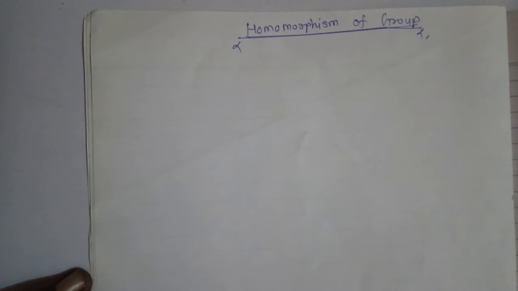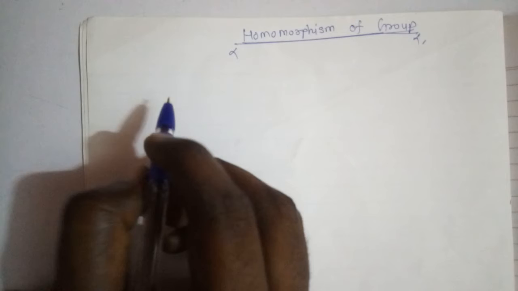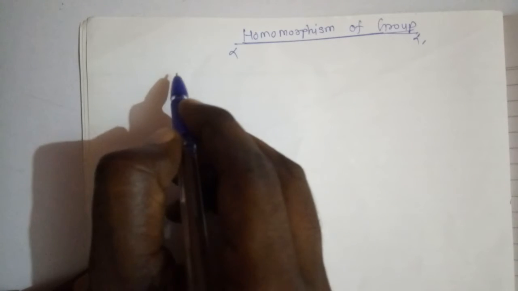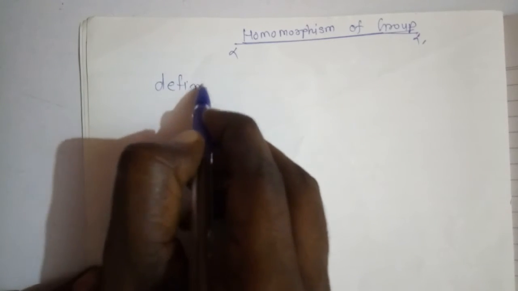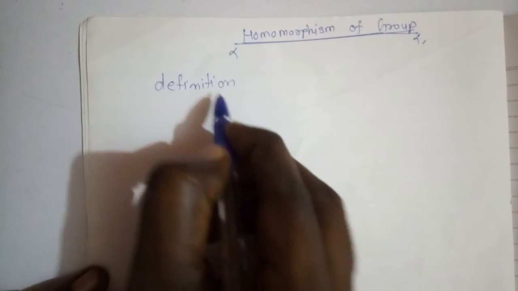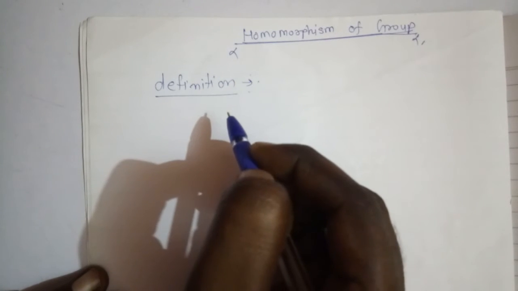And today we will be discussing the homomorphism of a group. So, what is a homomorphism? Let's see what a homomorphism is. Understand, students. First of all, it's a definition. Definition.